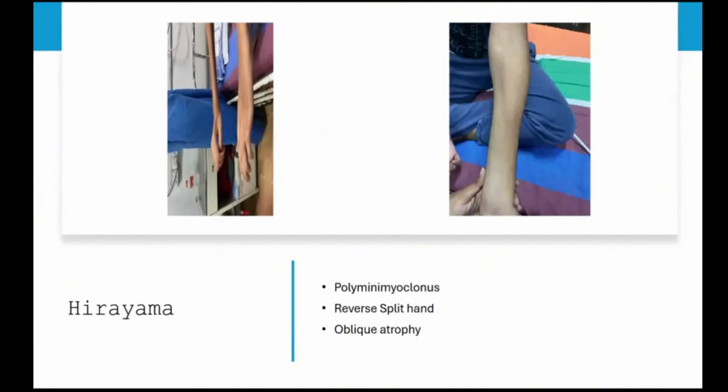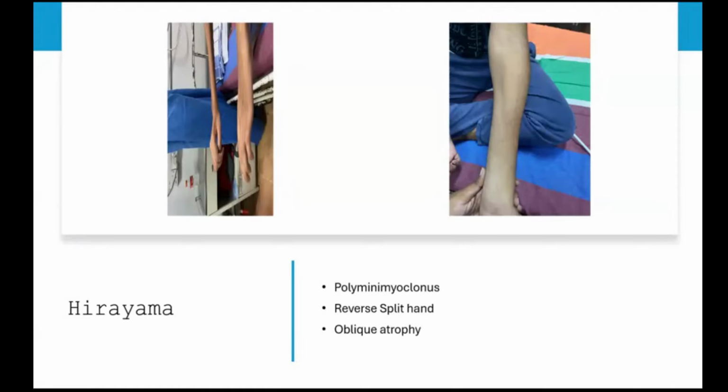So here you have a patient with, I'm sorry, polyminimyoclonus. And as you can see from the right-hand side picture, there is oblique atrophy. In Hirayama disease, there is injury to the anterior horn cells. Classically, it is asymmetric and usually involves C7, C8, and T1. So it spares the brachioradialis, because brachioradialis is supplied by C5 and C6. So this classic pattern of oblique atrophy comes in Hirayama disease.